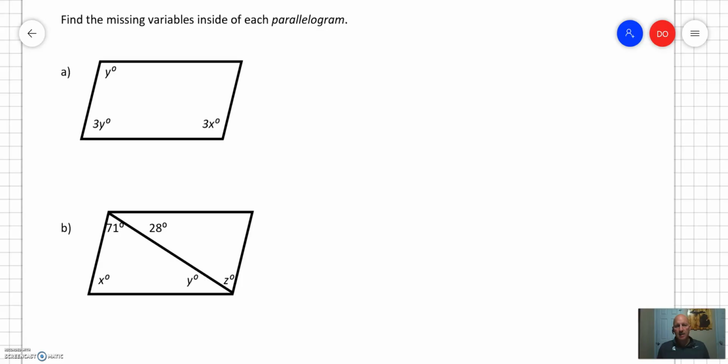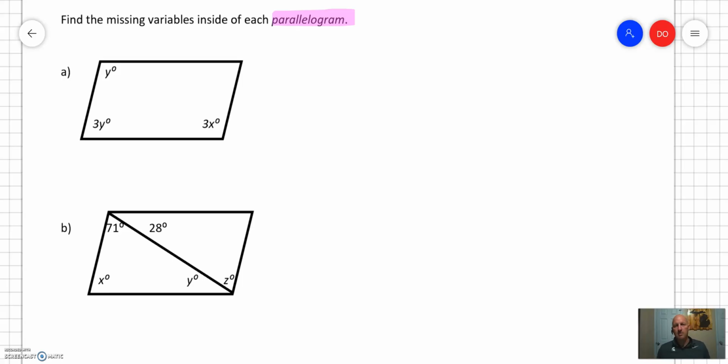I'm going to take some time to start to apply what we learned, specifically about angles and about diagonals on a parallelogram. So we have to find the missing angles, the missing variables inside of these parallelograms. Again, when you see that word parallelogram, we can instantly hold true all the properties of parallelograms as well as the definition of parallelograms, which should help us come up with measures inside of these drawings.